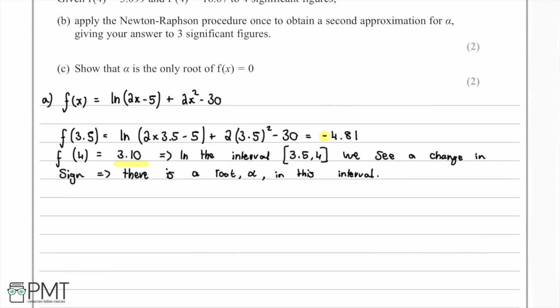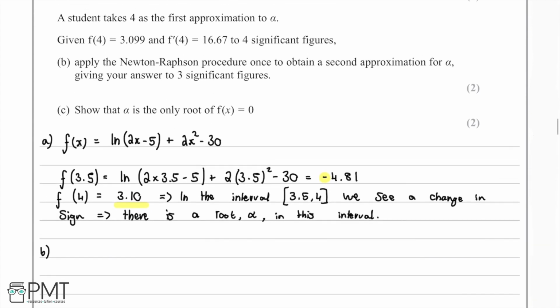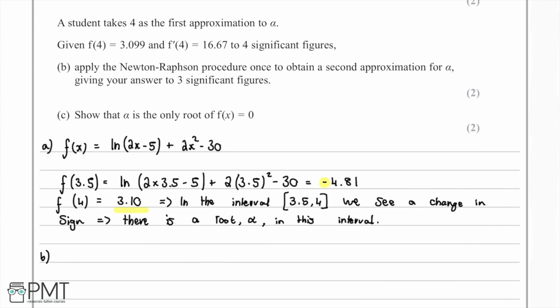So now moving on to part B, we're given some further information. We're told that a student takes 4 as the first approximation to the root alpha. We're then given that f of 4 is equal to 3.099, and the derivative of this, we plug 4 into that, and we have that f dash of 4 is equal to 16.67. So in part B, we're asked to apply the Newton-Raphson procedure once to obtain a second approximation for alpha, and we're asked to give our answer to 3 significant figures.